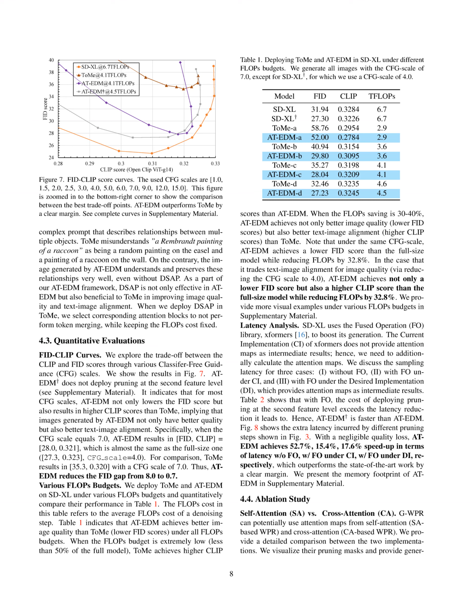The limitations or drawbacks of the proposed AT-EDM framework based on the experimental results and analysis provided in the paper include the potential trade-off between image quality and text-image alignment. When the flops budget is extremely low, less than 50% of the full model, TOM achieves higher clip scores than AT-EDM, indicating that AT-EDM may sacrifice text-image alignment for image quality under very stringent computational constraints. Additionally, the latency analysis shows that deploying pruning at the second feature level may exceed the latency reduction it leads to, making AT-EDM slower in certain scenarios.